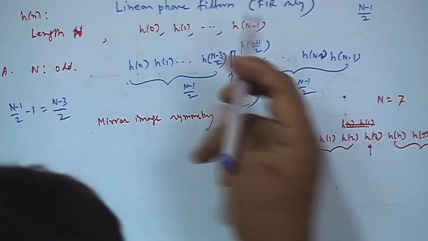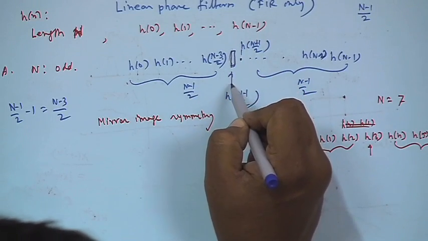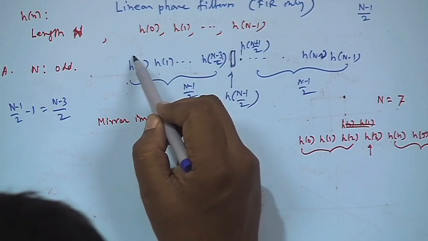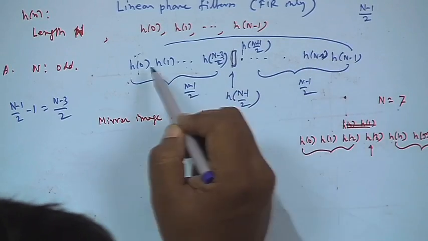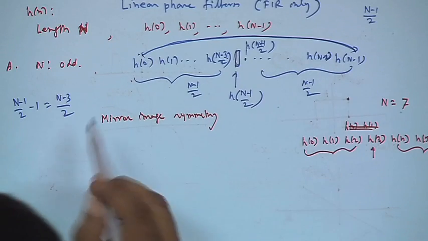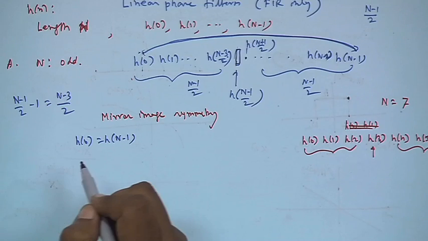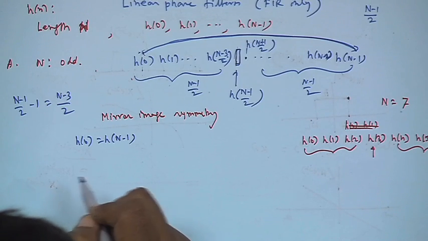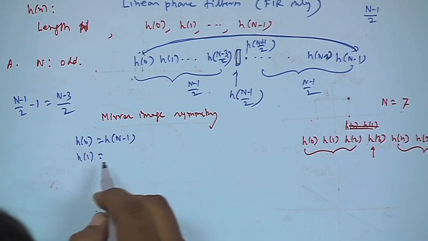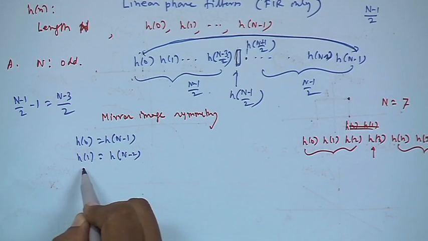That is, we will assume that as though there is a mirror here. So, mirror here means this guy, the equidistant ones, they will be same. H 0 is same as h n minus 1. Then H 1 is same as H n minus 2, dot dot dot.